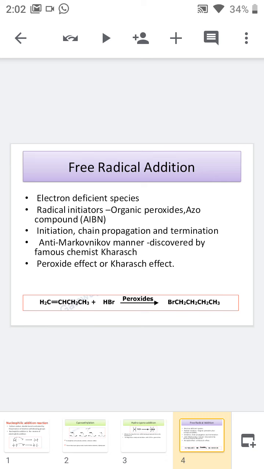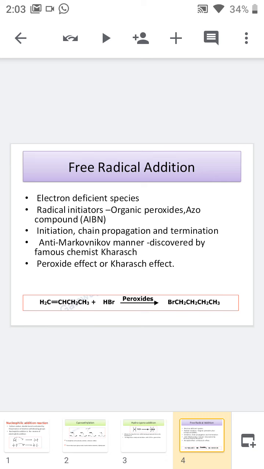See here, in the example I have shown at the bottom of the slide, CH2=CH-CH2CH3, that is an alkene to which we are adding HBr. So the hydrogen radical is added to the most substituted carbon atom, that is CH2CH3, you can see in the final product. And finally, the bromine is added to the least hindered side. So this is the anti-Markovnikov rule.